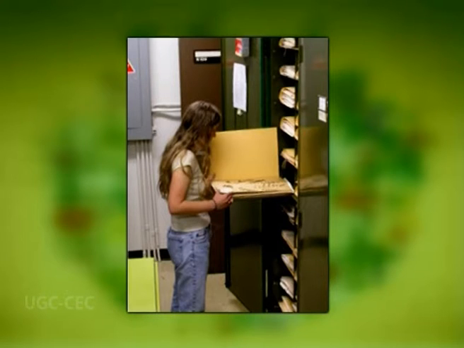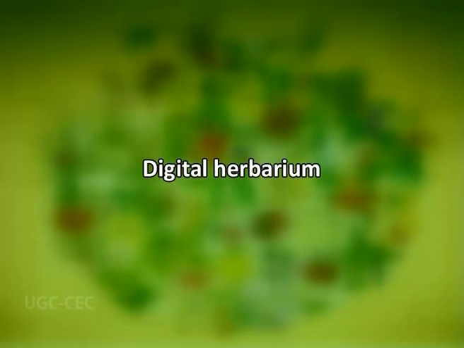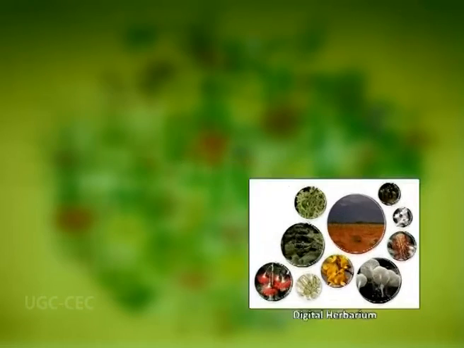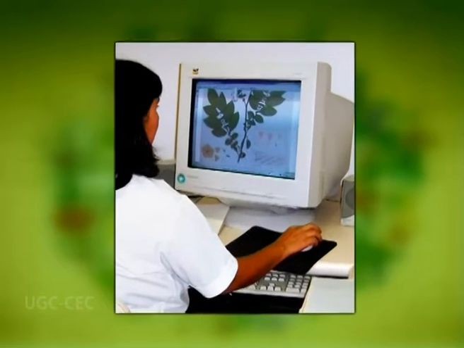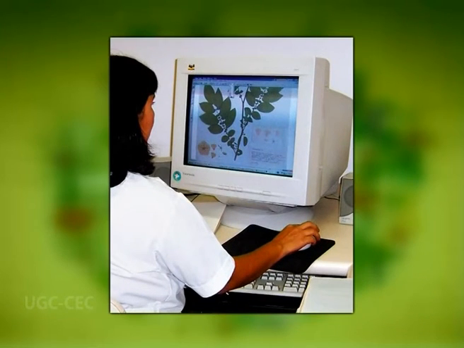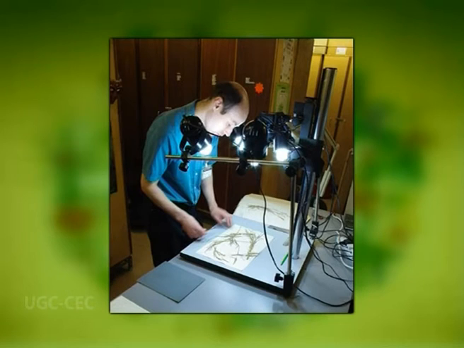Now let us discuss the digital herbarium, because it is a recent phenomenon that herbaria are becoming more digital in format. These digital herbaria are sometimes also called electronic herbaria. What are digital herbaria? It is a herbarium in a digitized format. That means it contains a collection of digital images of the preserved plants or the plant parts.